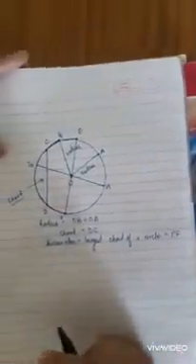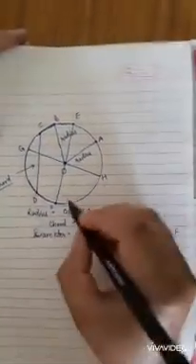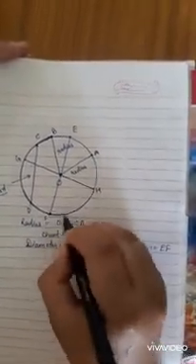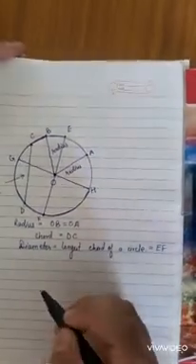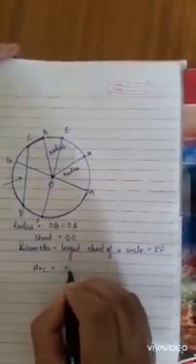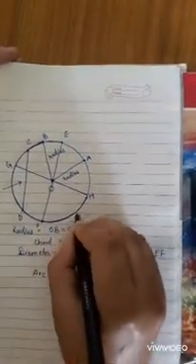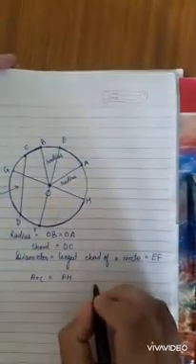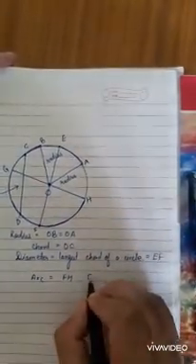Now we will understand the arc. What is an arc? An arc is a part of the circumference. An arc is a part of a circumference, like FH is a part of the circle. This is also an arc, that is EA.